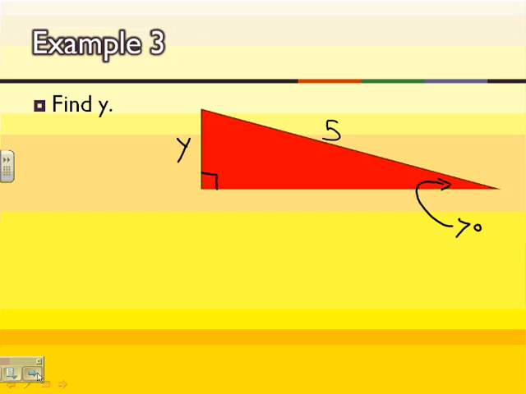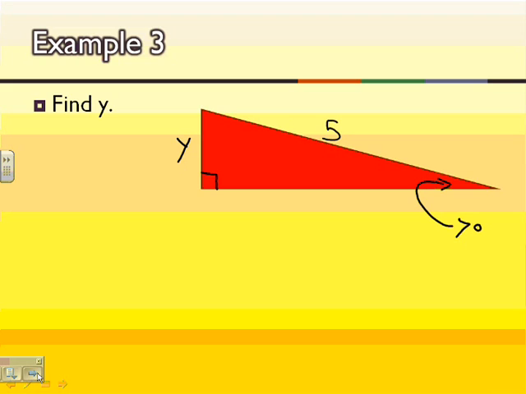Could I have used my special triangle? Why not? Yeah, it's 7. It's not 30, 60, 90. It's not 45, 45. But we can use our trig ratios. So when you've got one like this, the thinking part is, what do you know?